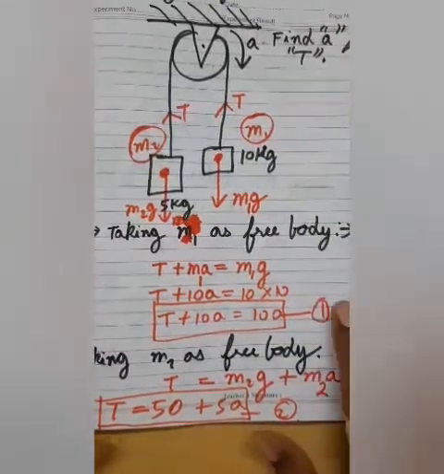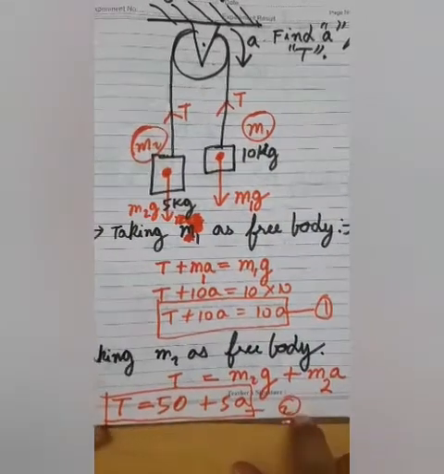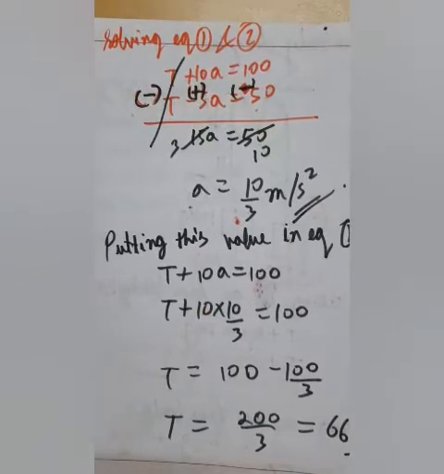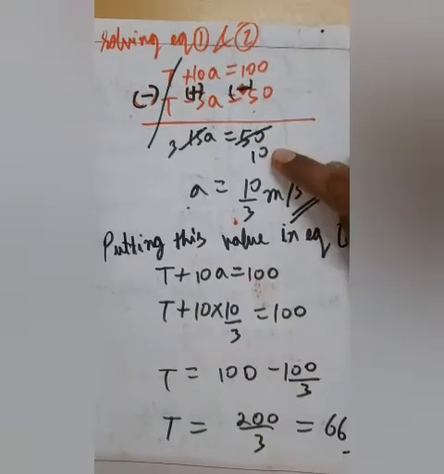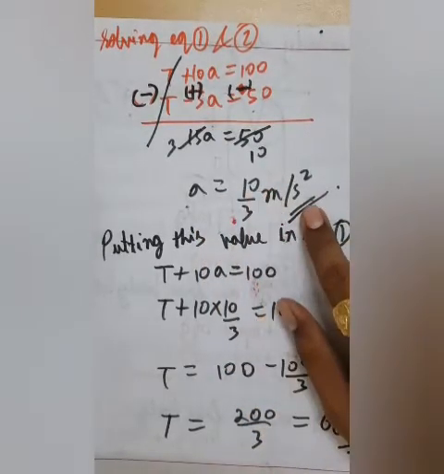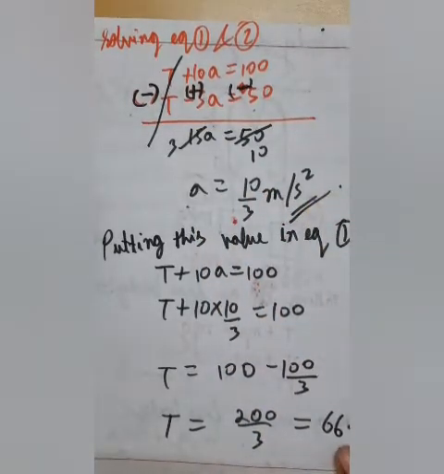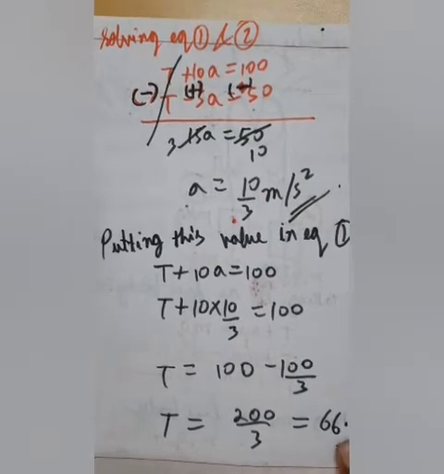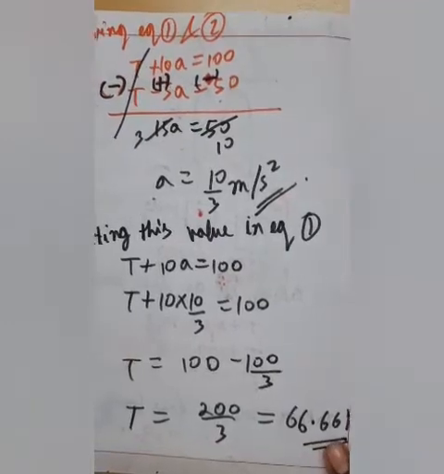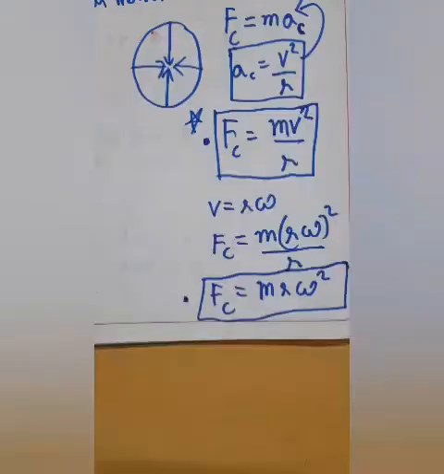So equation number 1 and equation number 2, which we are supposed to solve simultaneously. So very clearly you can see it over here. I have solved it simultaneously, and we are getting our acceleration as 10 by 3 meter per second square, while we are getting our tension as 66.66 Newton, which you can easily solve simultaneously. Now there are various questions on the basis of free body diagram which you can try from your textbook.